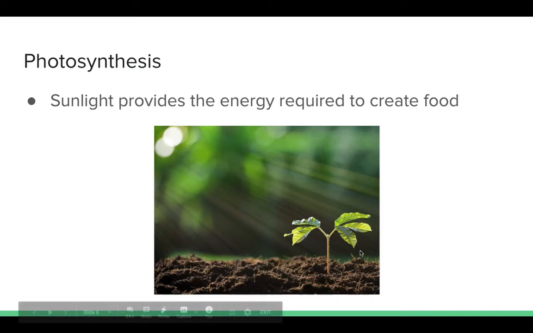And there we can see a plant. Its leaves are out, it's absorbing the sunlight, and it's ready to start the process of photosynthesis.